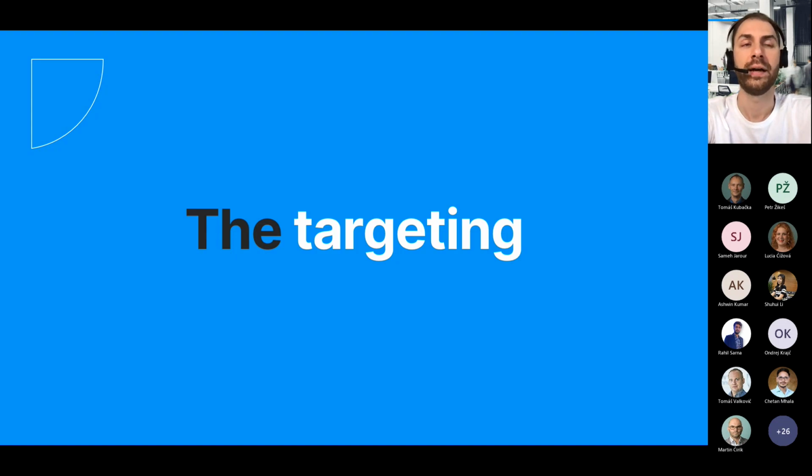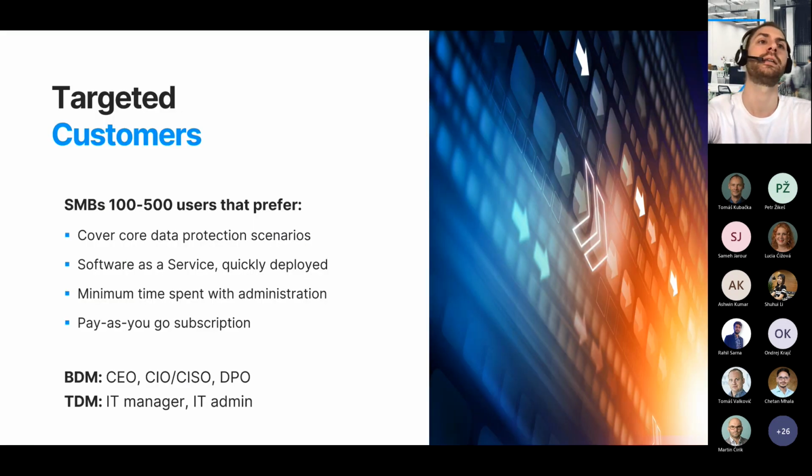So regarding the targeting, I already mentioned it, but let's go a little bit deeper and remind you that Safetica Next is targeted to SMBs, customers from 100 up to roughly 500 users. And those are usually companies that need to cover the core data protection scenarios, meaning, let's say, sensitive data discovery and classification, the DLP itself, and also usually need to comply with some basic regulations like GDPR for personal data or HIPAA in healthcare services companies.